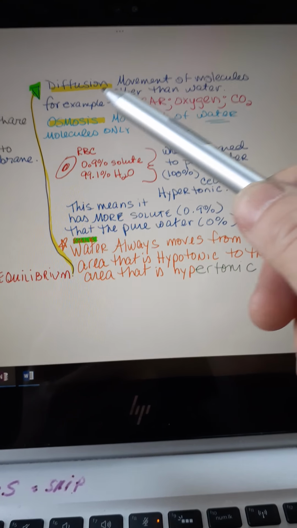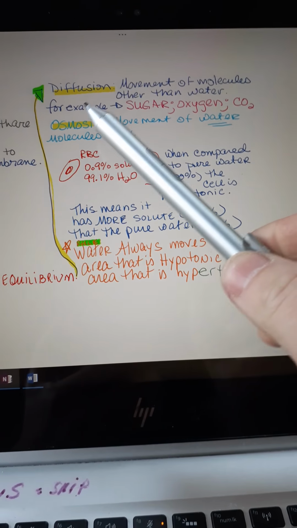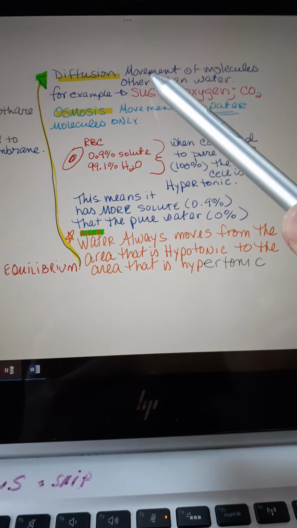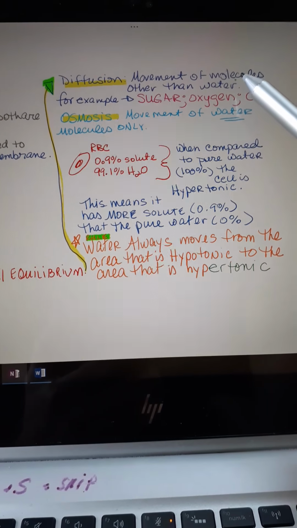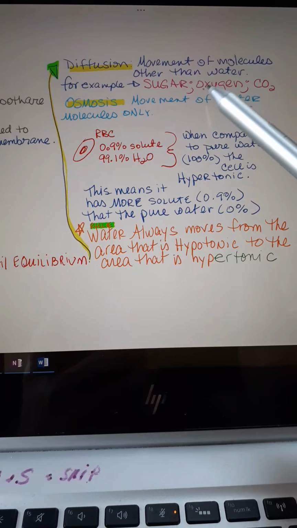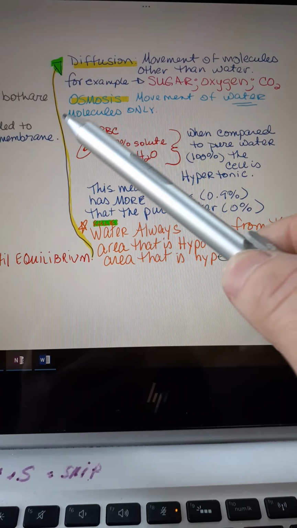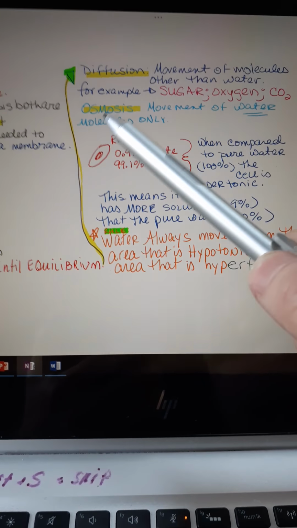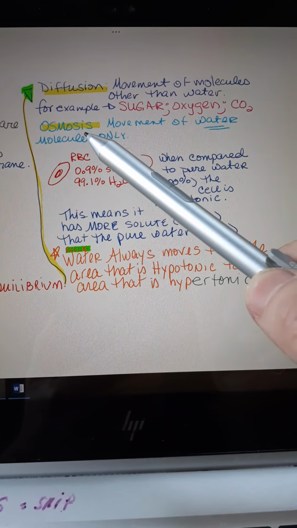Now, diffusion is a special type of passive transport. The molecules move from high to low. For example, sugar, oxygen, and carbon dioxide move in and out of a cell based on a concentration gradient through the cell membrane. Osmosis is the movement of water molecules only.